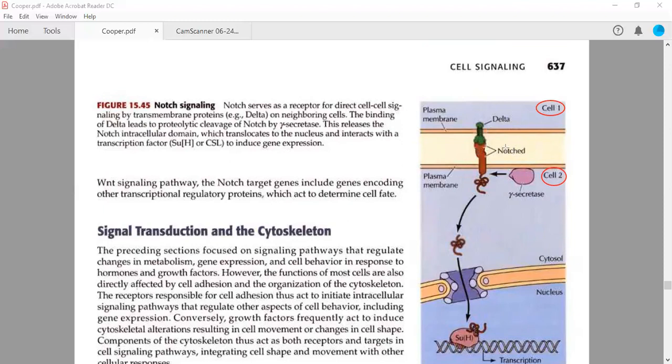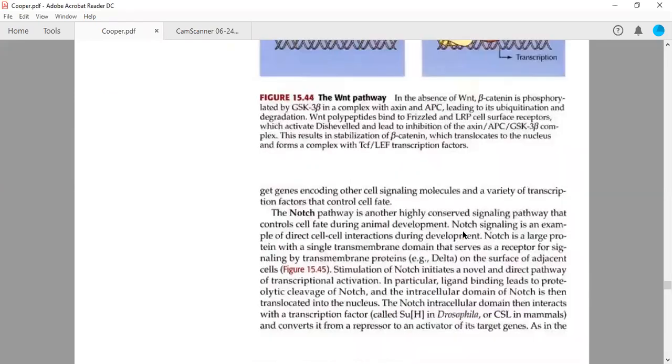This is called ND, and this will lead to the activation of one cytosolic protein in cell 2 that is called gamma secretase. This will release the cytosolic domain of Notch so that it will be translocated inside the nucleus, and it will activate a transcription factor that is called SU. Okay, so this is also a very simple type of signaling. So let me finish this very quickly. We'll move through this. This is very short actually.